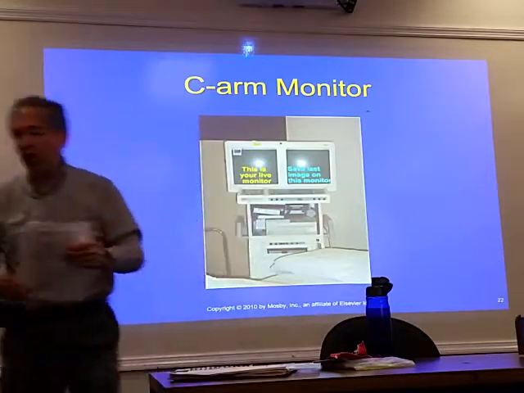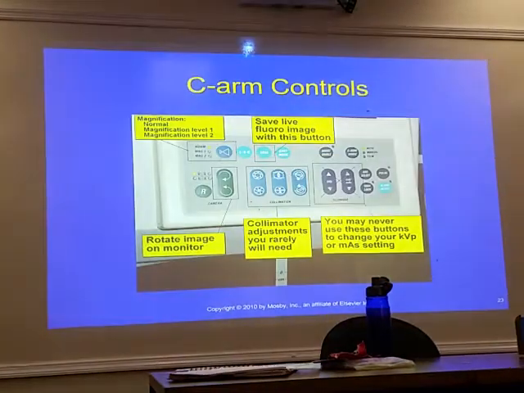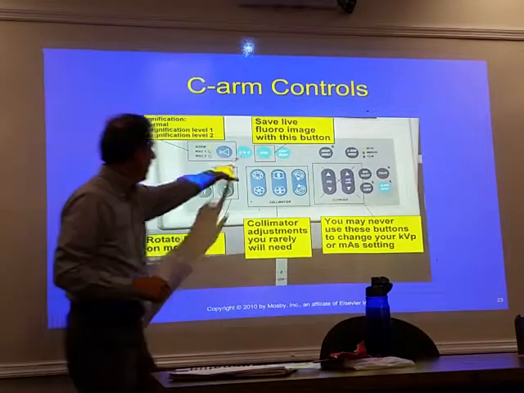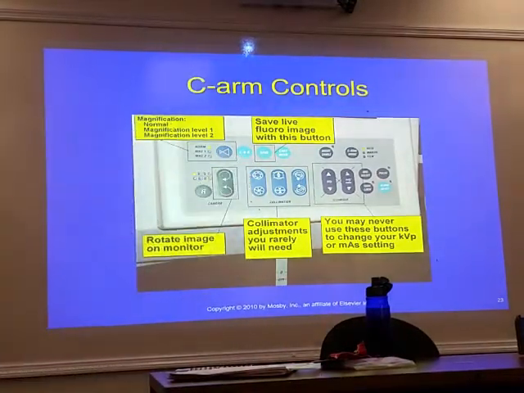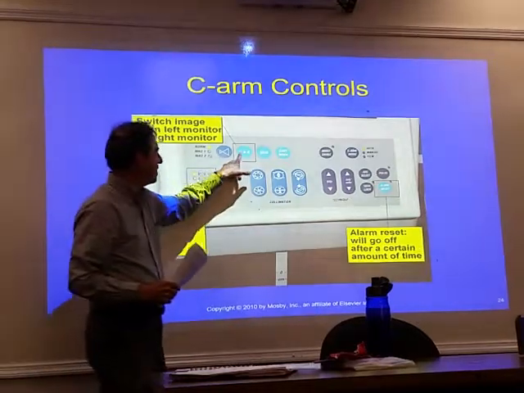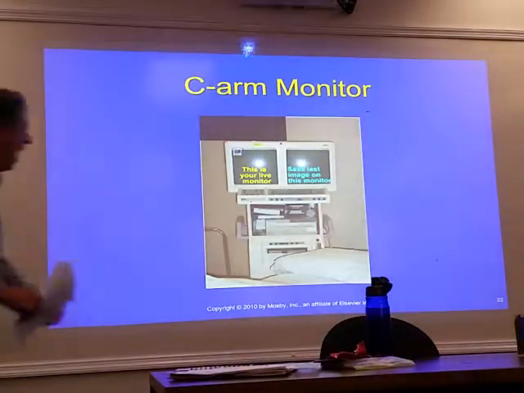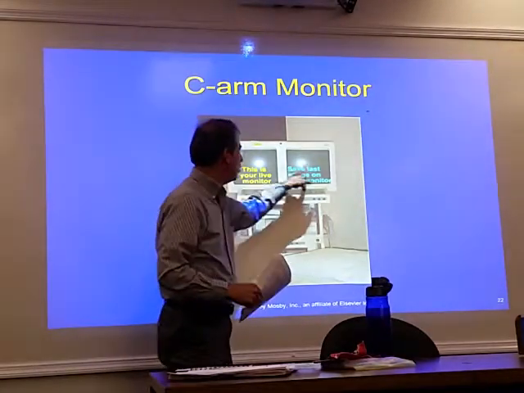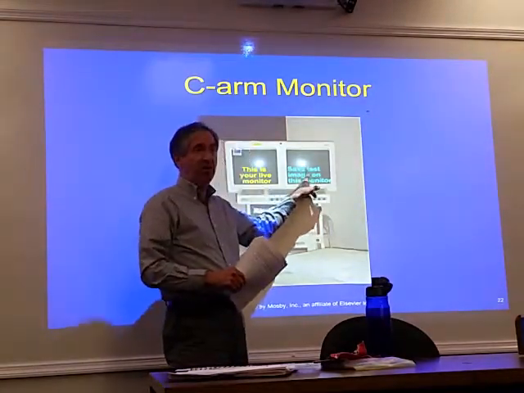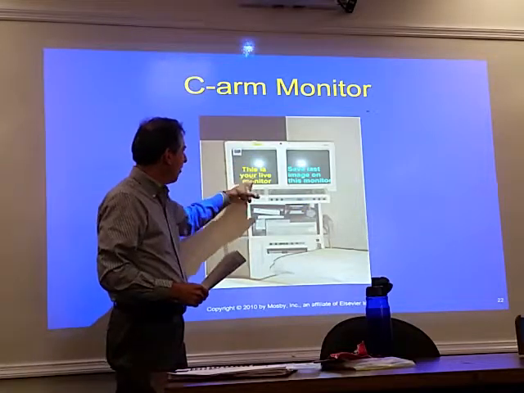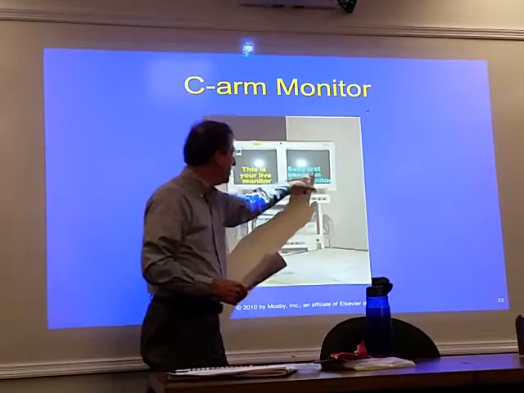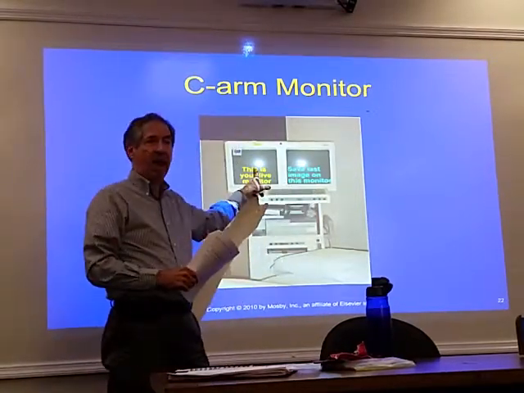And there'll be a little switch. I'll just show you where this is here. It's this switch right here. In fact, let me go into this next one because it's kind of highlighted here. It's just a left to right, and all it's going to do is move the image from the left monitor to the right. That's like your saved image. So then you do your cross-table lateral, it'll appear on here. They'll be able to see the AP and the cross-table lateral.